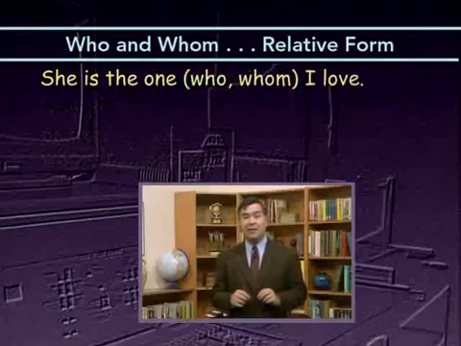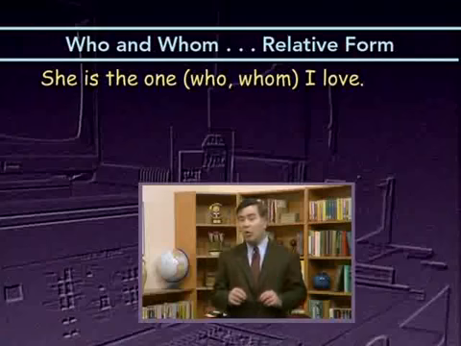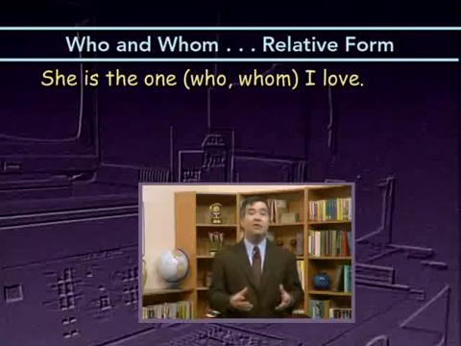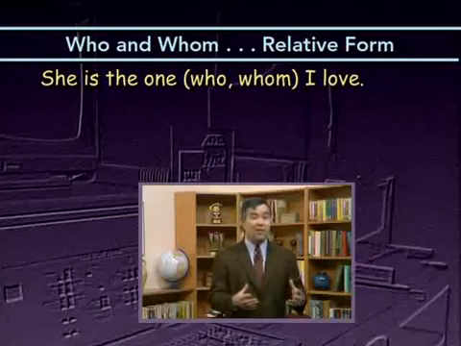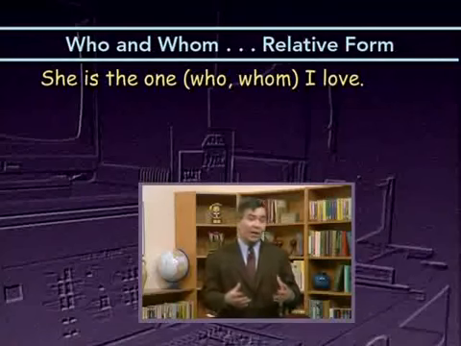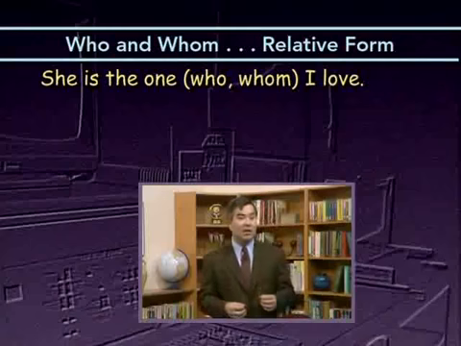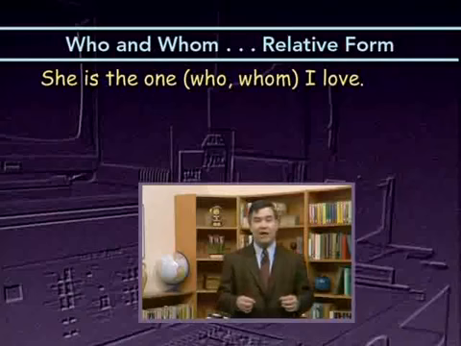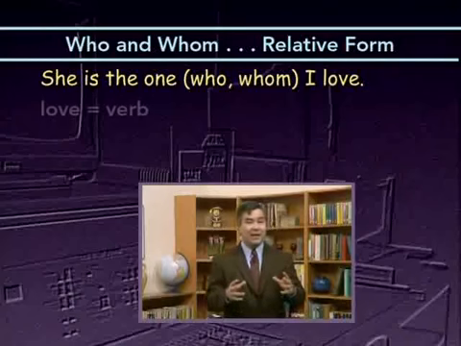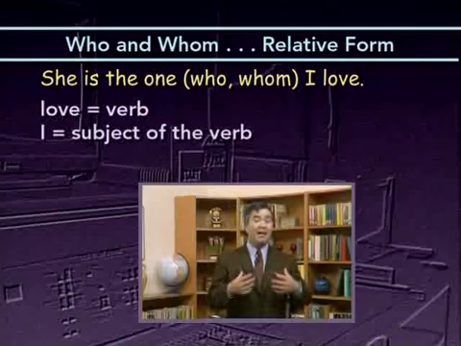Here's a different example. She is the one who or whom I love. Once again, who or whom is being used as a relative pronoun to introduce a subordinate clause, who I love or whom I love. Now, which is correct? Is it who or whom? Well, let's look at the subordinate clause, find the verb, and then ask who or what is the subject of that verb. The verb is love. Who or what is doing the loving? I am. I am the subject.